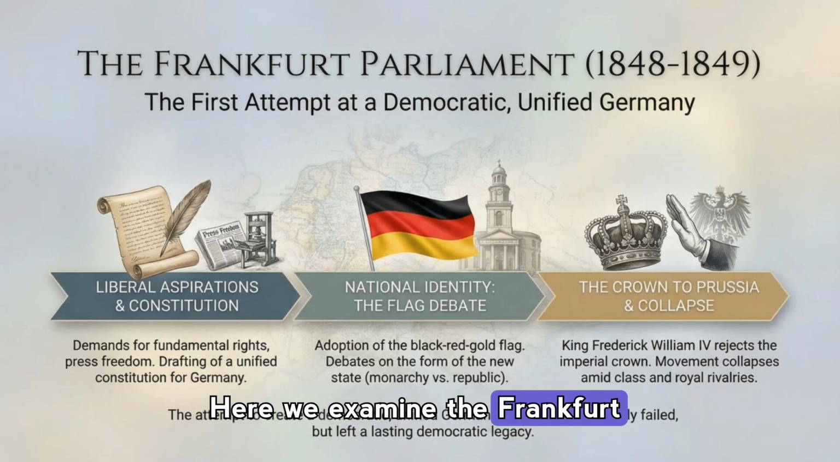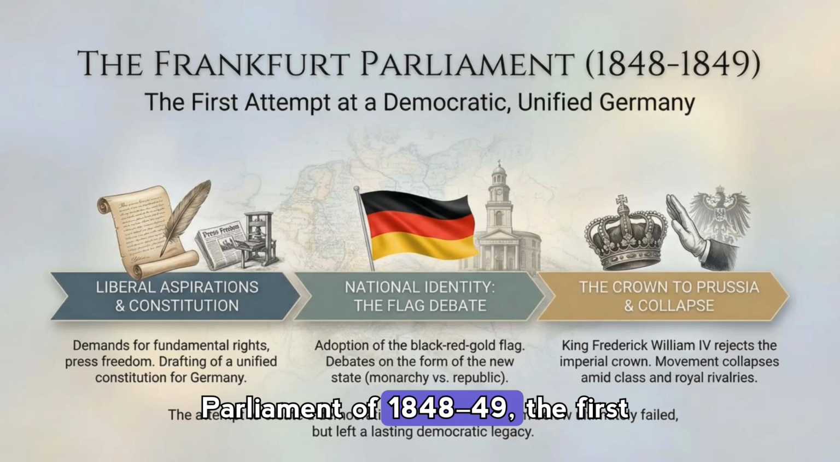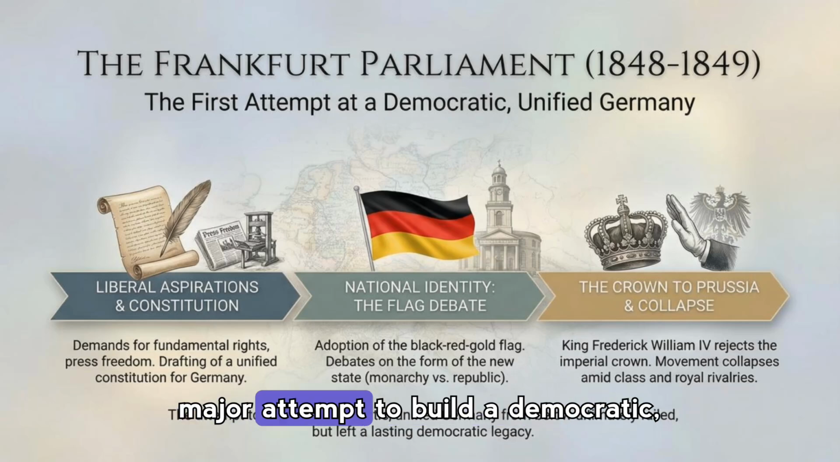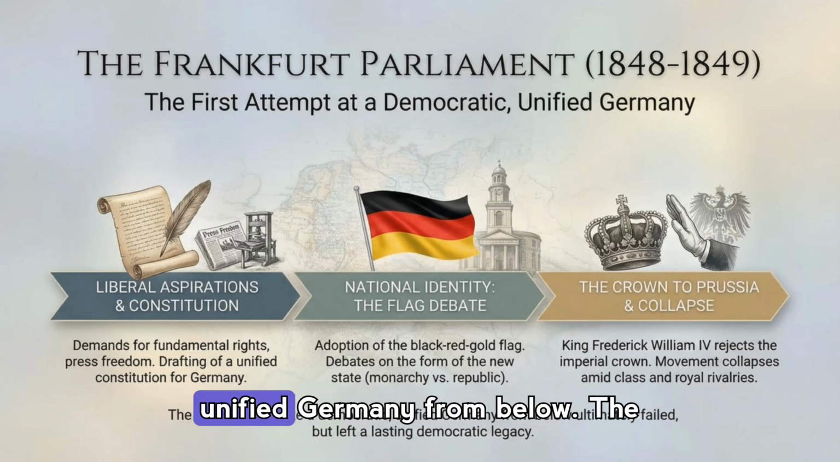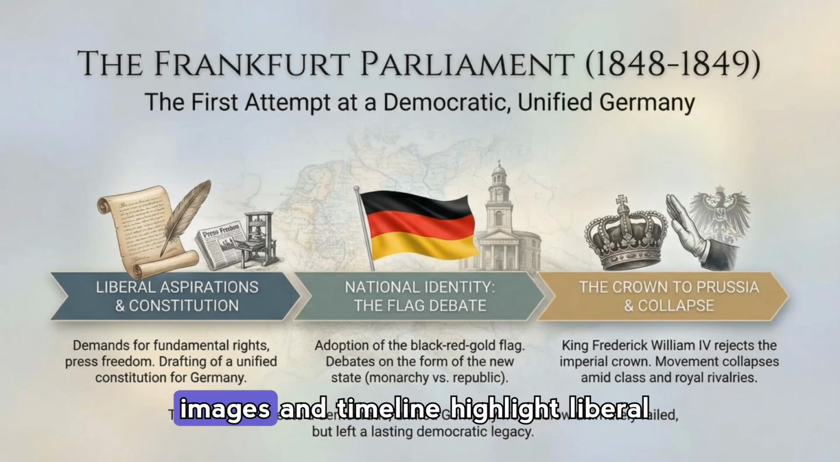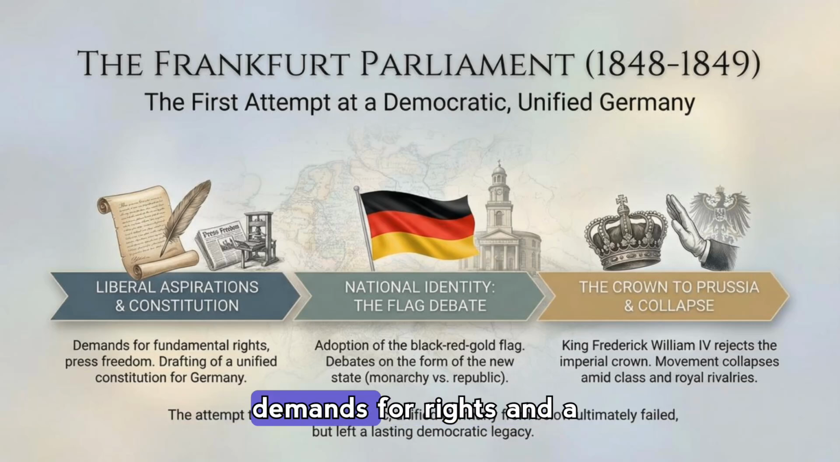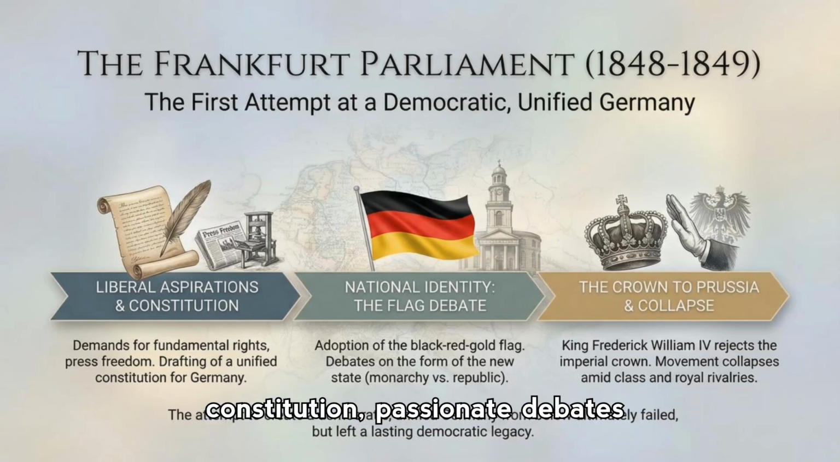Here we examine the Frankfurt Parliament of 1848-49, the first major attempt to build a democratic, unified Germany from below. The images and timeline highlight liberal demands for rights and a constitution, passionate debates over the black-red-gold flag, and the dramatic moment the imperial crown was refused, which led to the movement's collapse, but left behind an enduring democratic legacy.